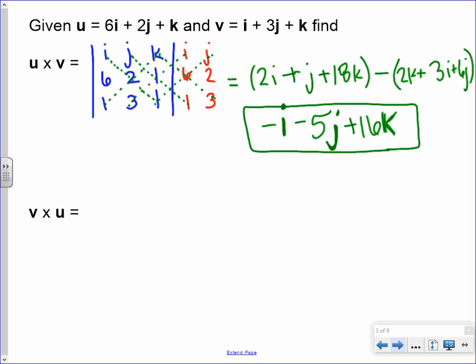Now, the cross product, unlike the dot product, is not commutative, which means v cross u will be different. So let's go ahead and set up v cross u together, and then I want you to do the work without me. So for v cross u, we are always going to have ijk for our first row, but now v needs to be the second row and u our third row. All right? So I'm going to give you about a minute and a half to do the calculations for v cross u.